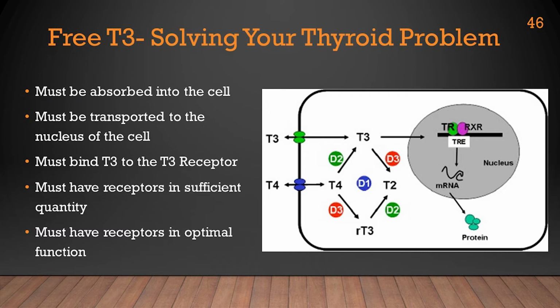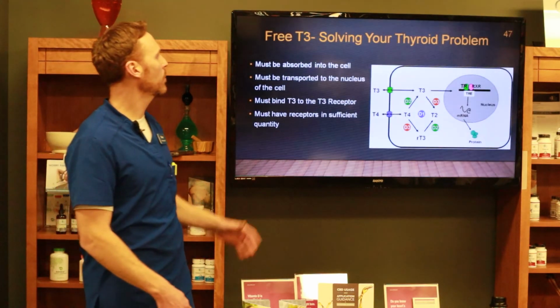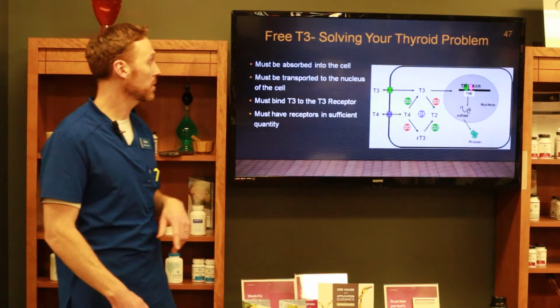Must have receptors in sufficient quantities. If you get too much progesterone or, fill in the blank, another hormone, cortisol, this receptor right here that draws T3 into the cell might downregulate that production. You can see these proteins withdraw back into the cell, and then you don't have anything to transport T3 across the cell. So we've got to start looking at some of those things too, potentially.